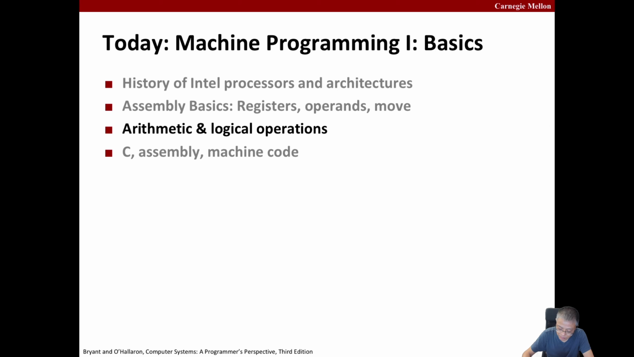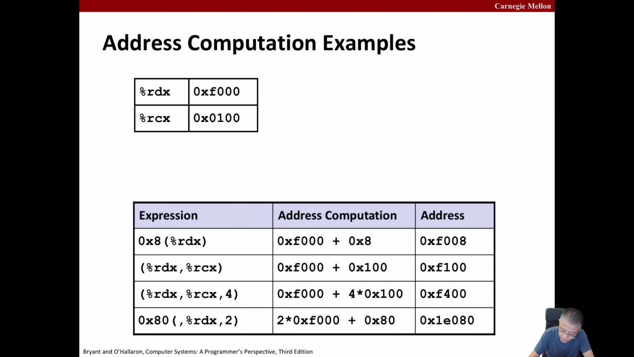If you look at the previous example, for example, if we have a move instruction that moves the content at RDX plus RCX to RAX, the CPU will compute the address RDX plus RCX, then access the memory and put the content into the RAX register.